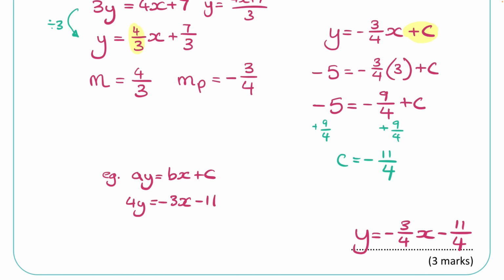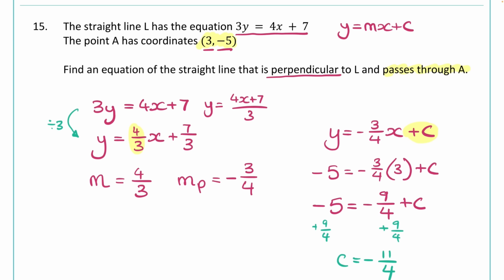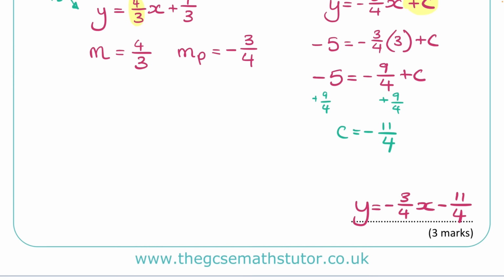There we go, and you could rearrange that into any form, but you can be asked as well to write your lines in particular ways, and that's the way to do so. But here, it just wanted the equation of the line, it just said find an equation of a line that's perpendicular, and we've got that equation in the form y equals mx plus c.